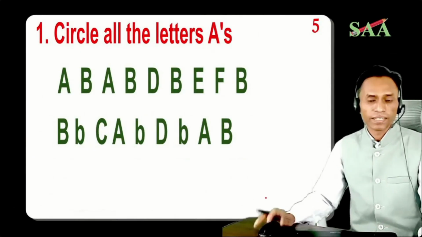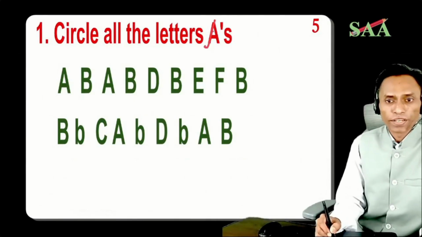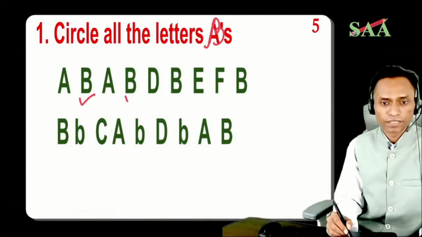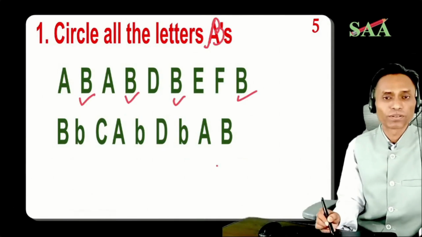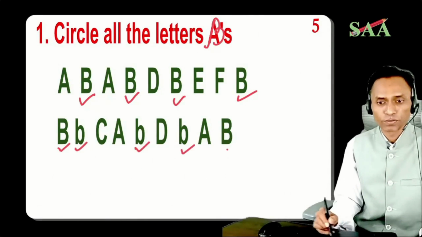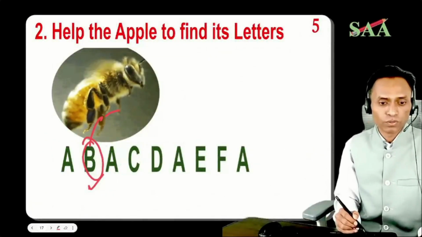Okay? Here, which are the letter B, not A? Okay, B. Which is letter B? This is B. This one B. Right? Here in the second row, this one B, this one B, this one B, this one B. Right?